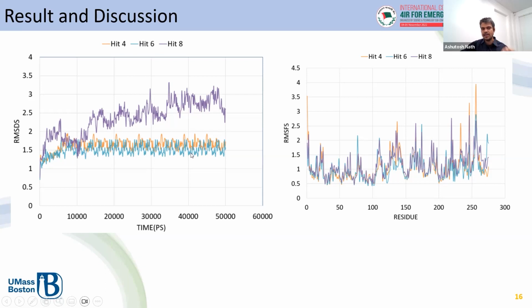That means my protein and my molecule bind strongly. It's not a loose binding, so the binding energy is good. And on the right side is the residue fluctuation. These three protein dark residues show the same thing, no difference. But on the left side, the RMSD value, root mean square deviation, shows Hit 4 and Hit 6 are better than Hit 8.